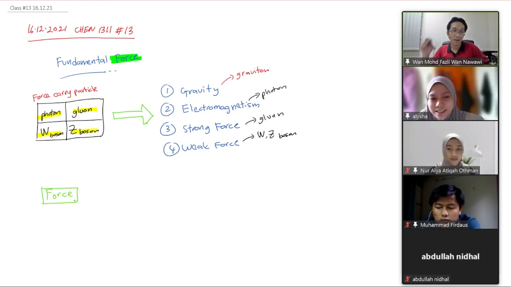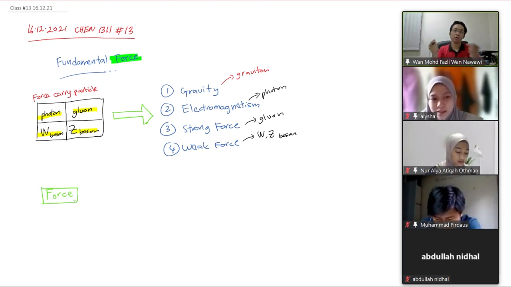Okay, anyway. So force is basically daya in Malay. So it's basically push or pull, attraction and so on. So that's what we call force. But in physics, there are certain equations that define the force.